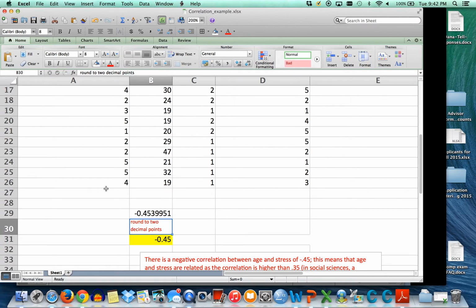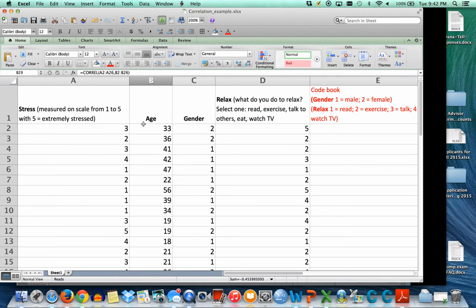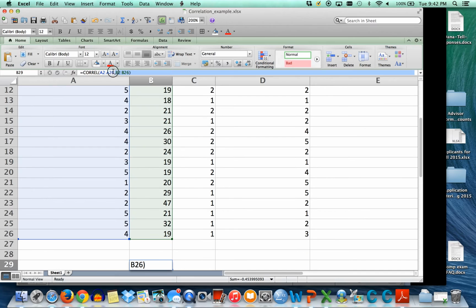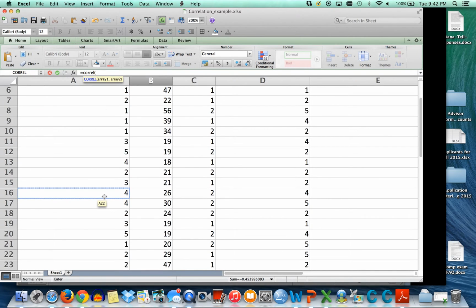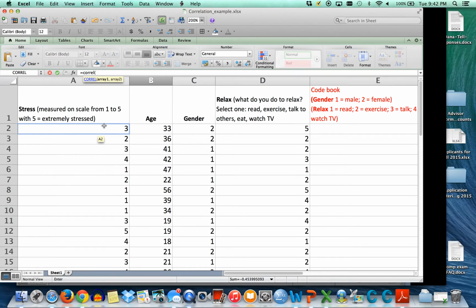And if we were going to calculate a correlation between stress and age, here is the function that we would use. And I'll show you how to do that from kind of scratch, I guess. Once you type in equals CORREL, you can then just highlight the first array.